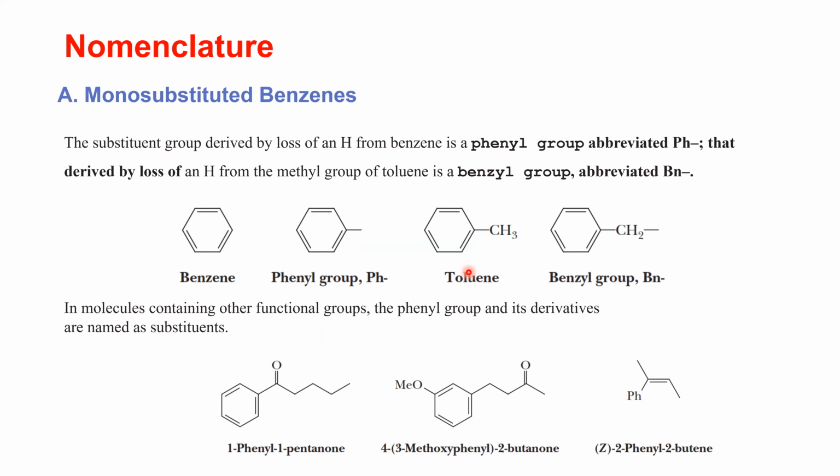Another thing is when we are using this aromatic ring as a prefix, not as a parent name, then we will use the term phenyl for benzene. And toluene is the aromatic benzene ring substituted with a methyl group. If there is a CH2 next to the benzene ring, this is termed a benzyl group.